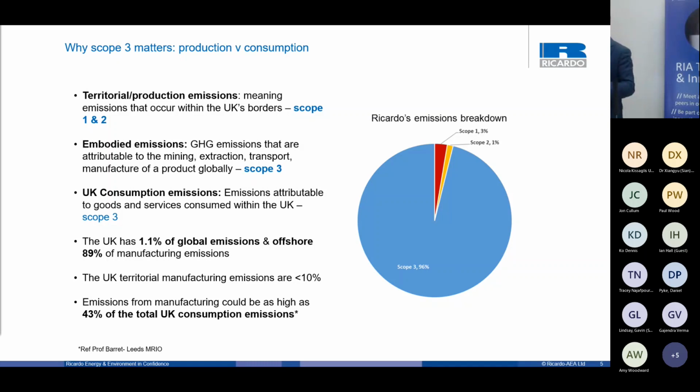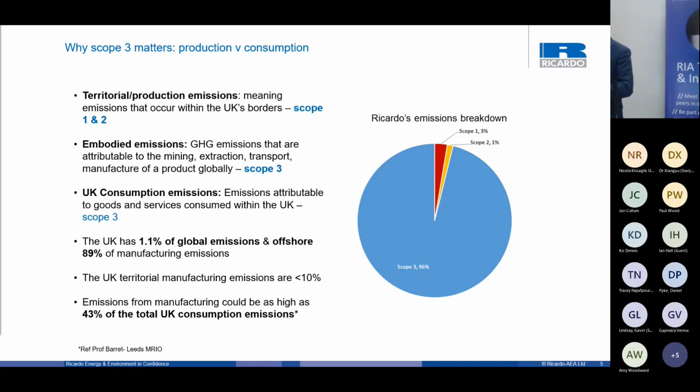But then we have these embodied emissions, and these are the greenhouse gas emissions that go beyond just what's done within your borders, and these could be the mining, extraction, transport, and manufacturing processes of these products. So effectively that's us looking more at scope 3.